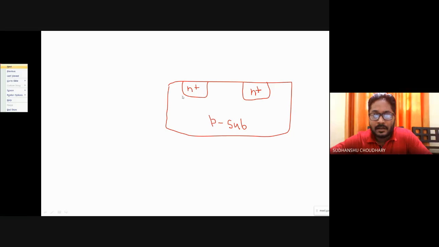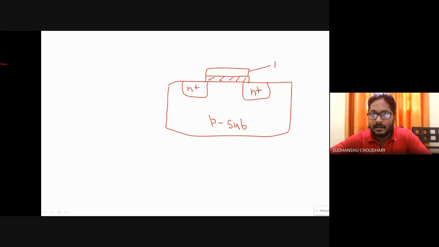Okay. Then on these two regions, I'll have a silicon dioxide also, let us say. And then on silicon dioxide, I have a poly, or what we call polysilicon gate, right? So in short, it is poly. And this is my silicon dioxide. Okay. This is my NMOS structure.